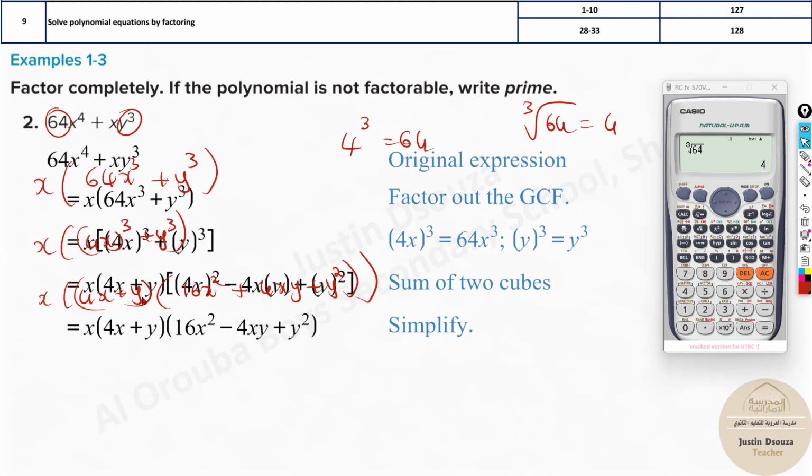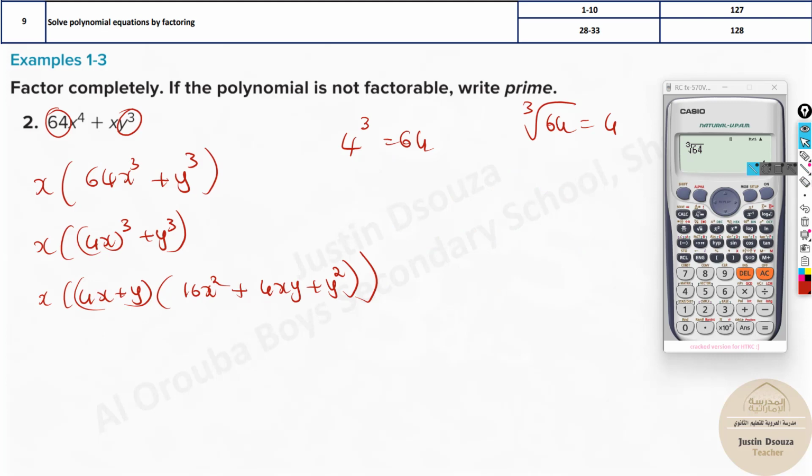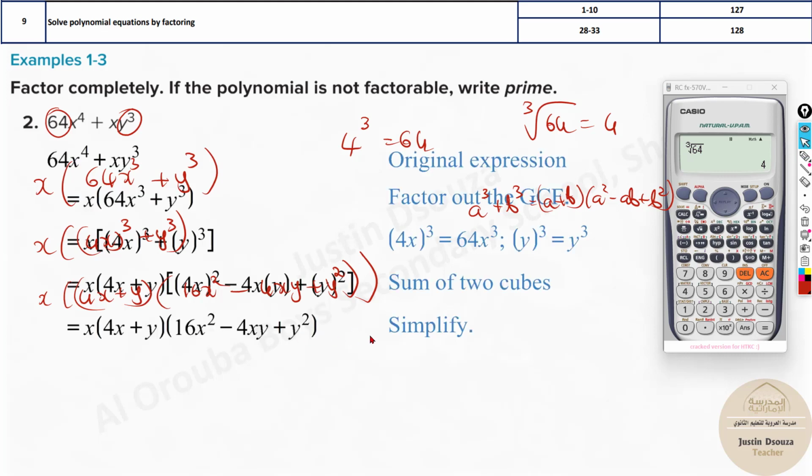See, it's x into 4x plus y, it's 16x squared. Now, okay, I have made a major mistake. I forgot to write the minus in the formula which I had written a while ago. I'd written a cube minus b cube equals a plus, sorry, it's plus b cube, a plus b, and then we have a squared minus ab plus b squared. Remember, if it's plus, we have minus inside. If it was minus, outside will be minus and inside will be plus. So that's how we write the answers.